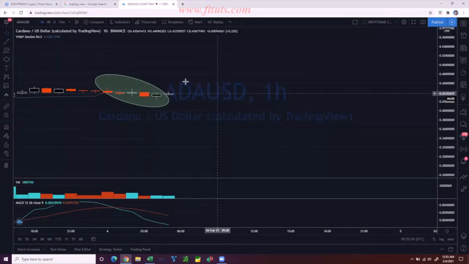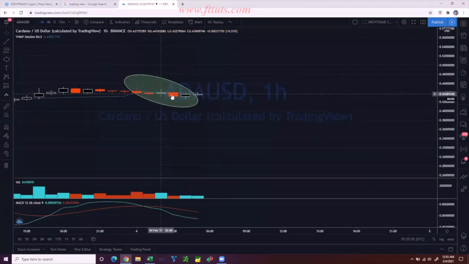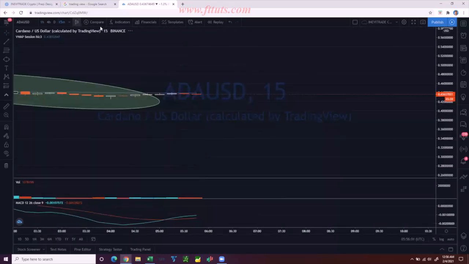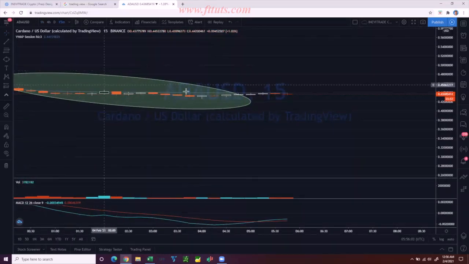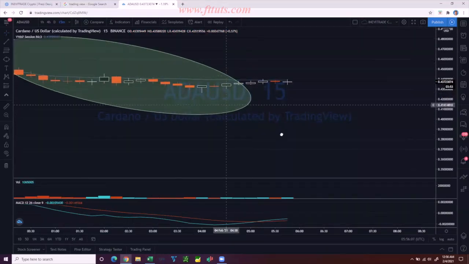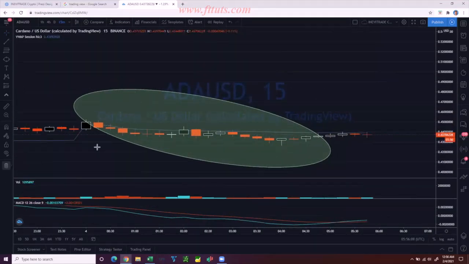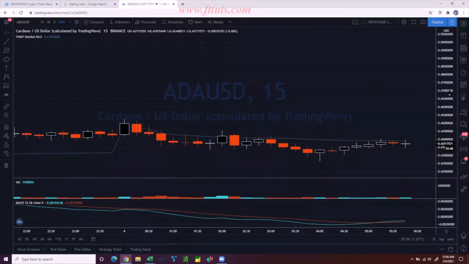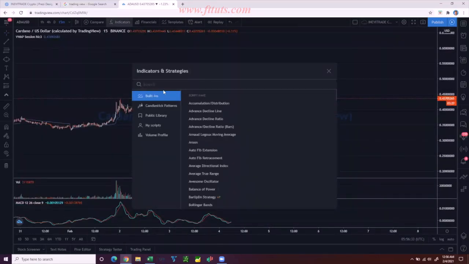So now we go over to a 1 hour. Now we have 1, 2, 3, 4, 5 candles in here. This is the same circle. Then we go over to a 15-minute and we have more candles. And that's just showing you the difference between chart frequencies and how we comprehend the same data, just on different frequencies. So next we can add an RSI.